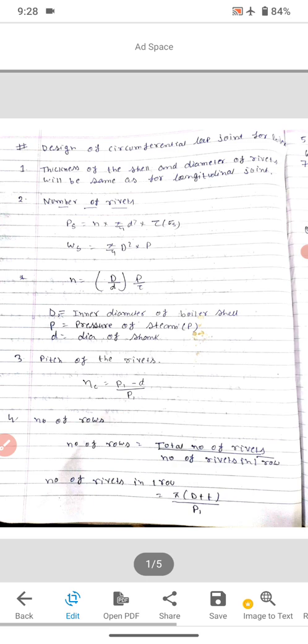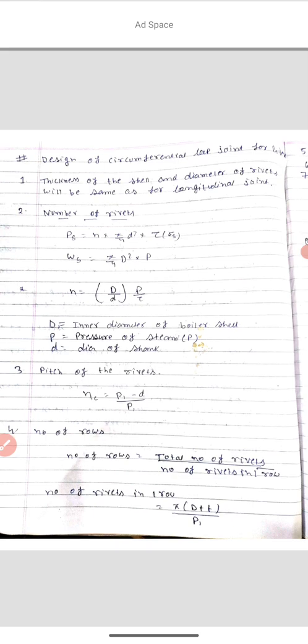Today we are going to see the design of a circumferential lap joint for the boiler. From an exam point of view, the design of the longitudinal butt joint is important, but though it is in the syllabus, we are going to study the design of the circumferential lap joint for the boiler also.